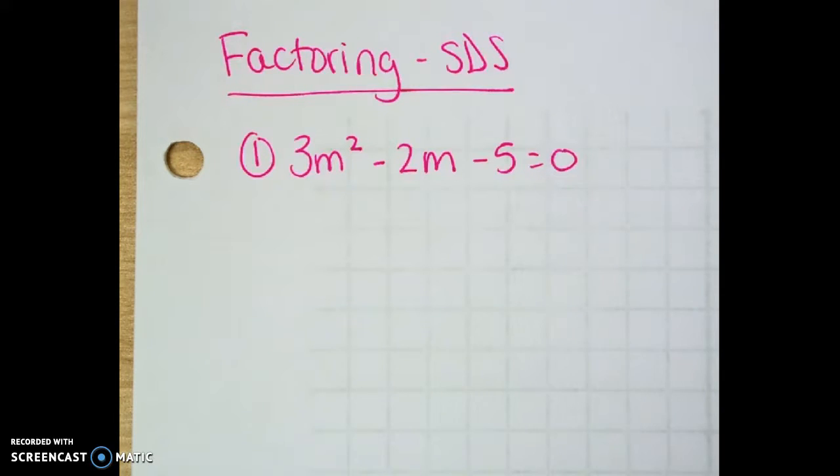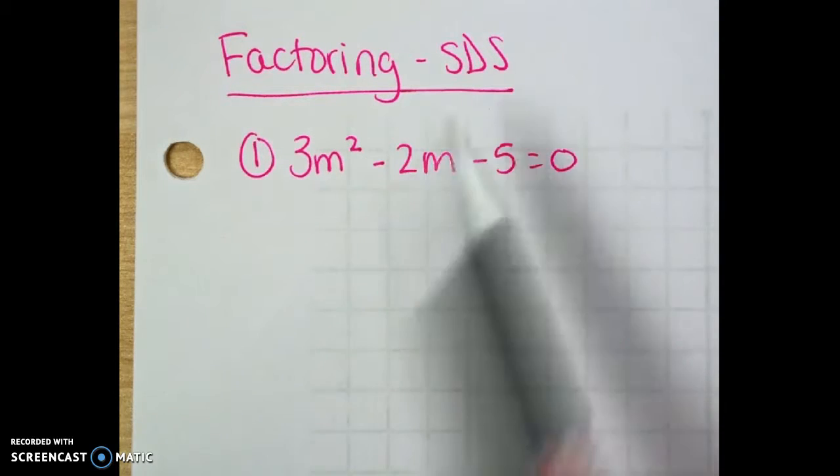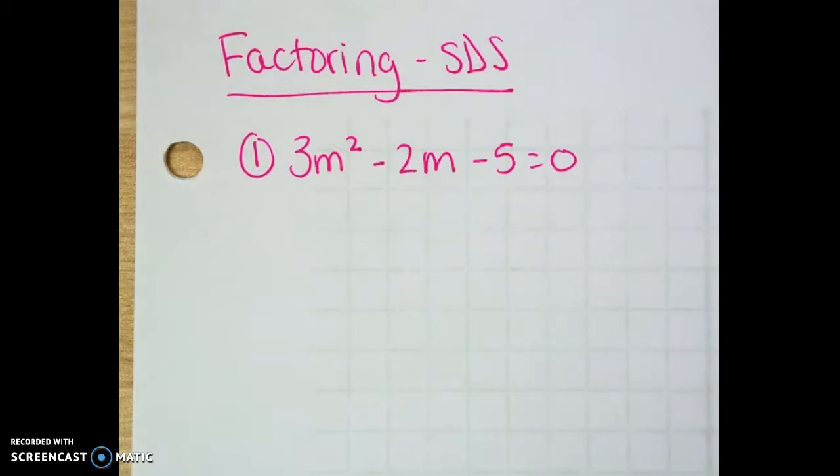This video is on solving quadratic equations using factoring, but now you have to use slide, divide, slide. So go ahead and try number 1 first. If you get any decimals, round to the nearest hundredth, which is 2 decimal places.